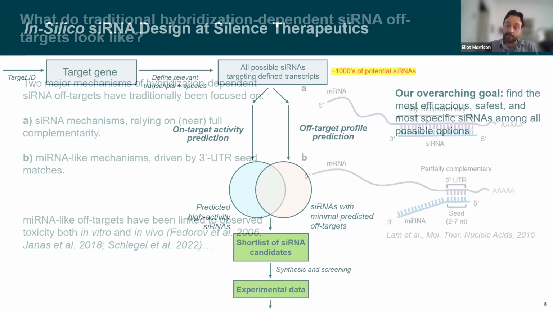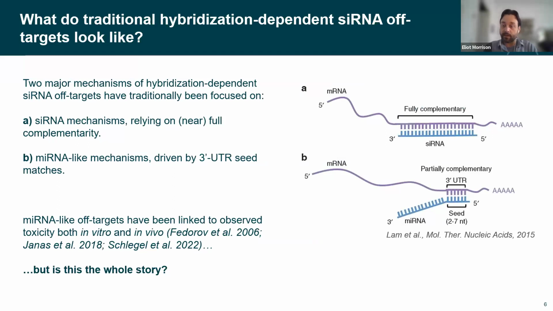But the question I would like to pose today, kind of an open question, is: is this the whole story? Are these the two ways that we should look at potential off-targets in silico, or should we consider maybe expanding our search a little bit? And if we do, what are the challenges associated with that?